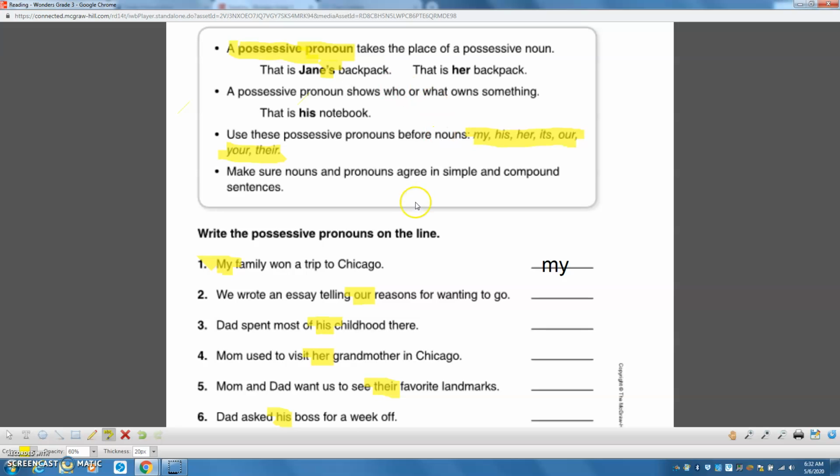So we're going to continue with possessive pronouns tomorrow, and we're going to talk about possessive pronouns that can stand all by themselves.